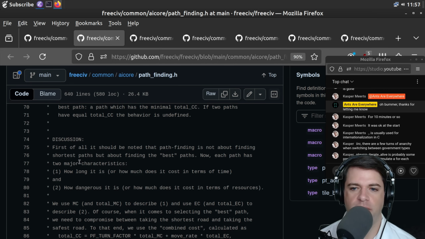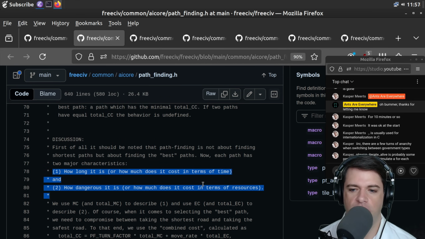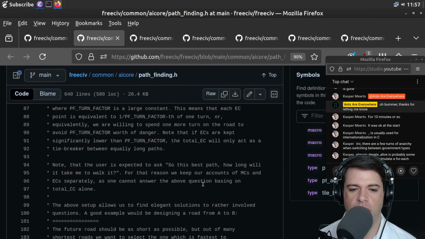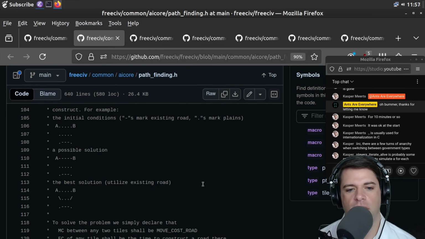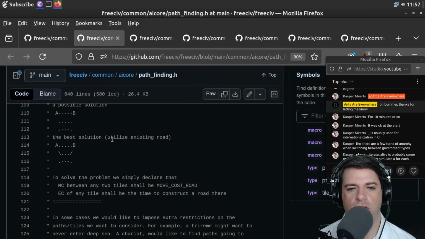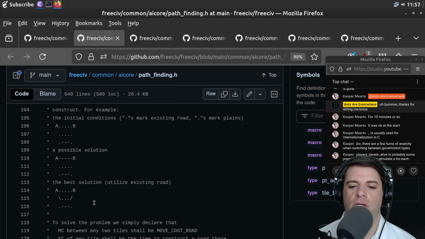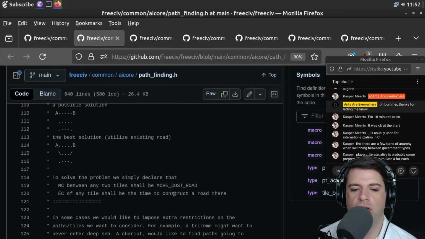And so I skipped over a bunch of stuff. So how long is it? How dangerous is it? Or how much does it cost in terms of resources? So that's the extra cost, I think. And the best solution is to utilize an existing road. To solve the problem, we simply declare that MC between any two tiles should be move cost road. EC of any tile should be the time to construct a road there.